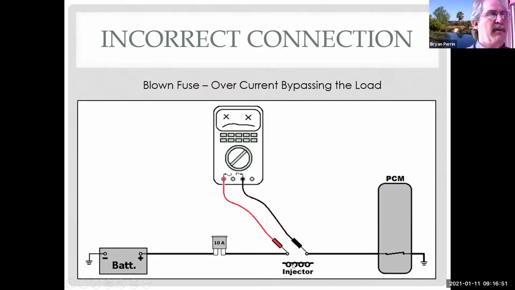Here, someone took the load out and put the amp meter in place of the load, and it made the amp meter very unhappy. Because what happens if I try to build a circuit with no load? There's nothing to limit current flow. It's going to go until we melt something. In this case, we melted the little fuse inside the meter.